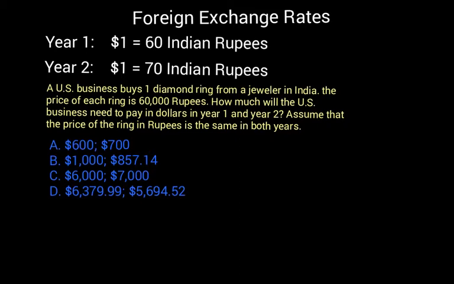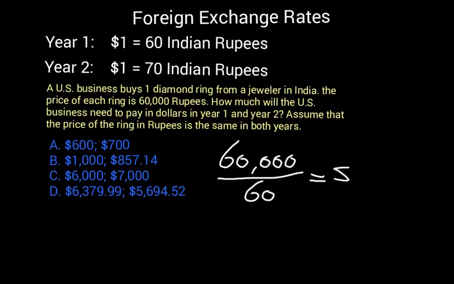Okay, so let's figure out first the price of the ring in dollars in year one. So the ring is 60,000 rupees. So that's what the United States business has to pay. But when it exchanges the rupees in dollars, it gets 60 rupees for $1. So we're going to put that here. So this is going to be how much it is going to be in dollars. So 60,000 divided by 60 is equal to $1,000.